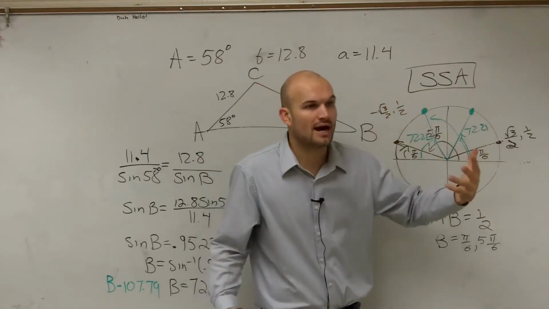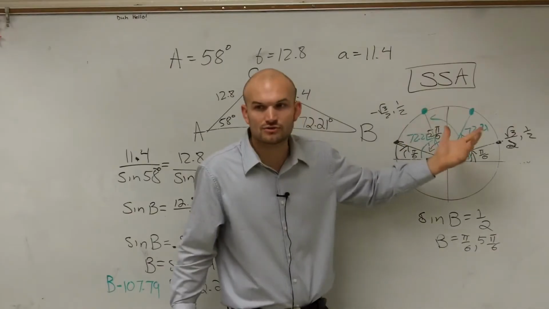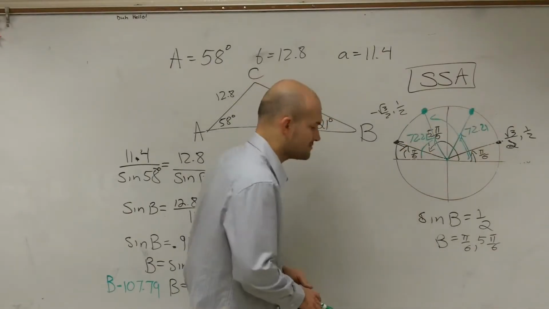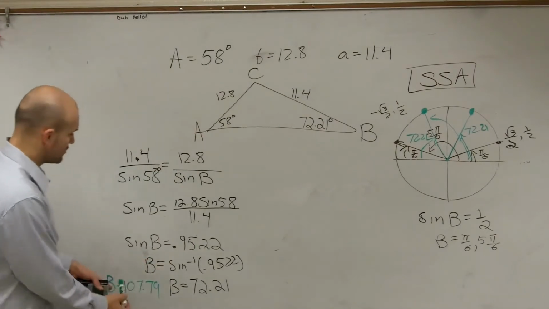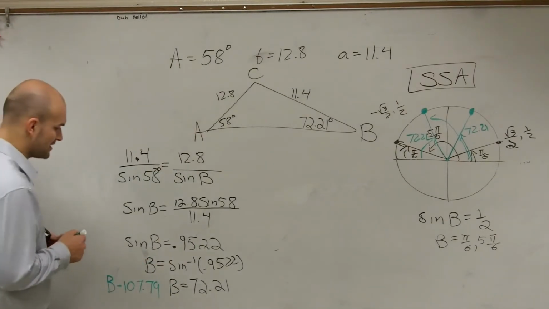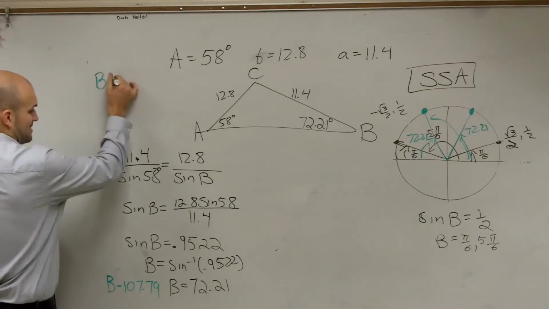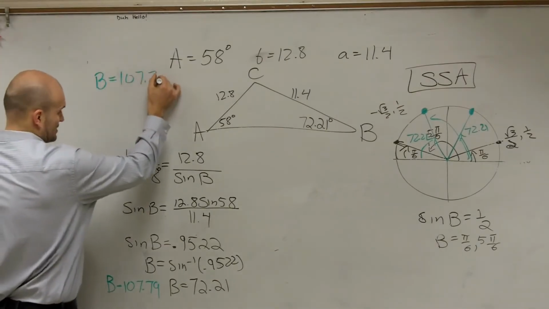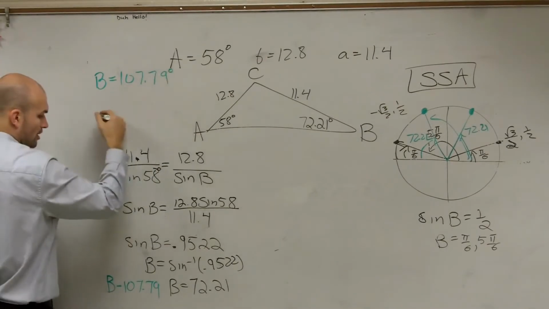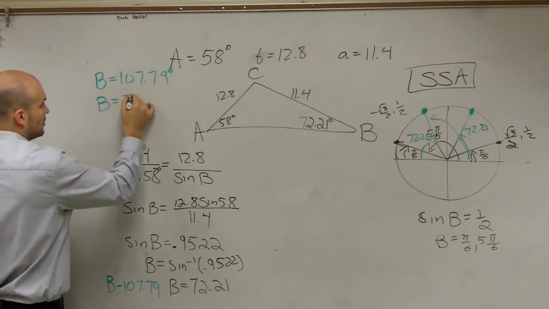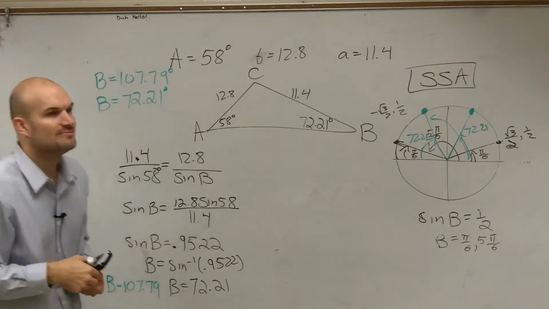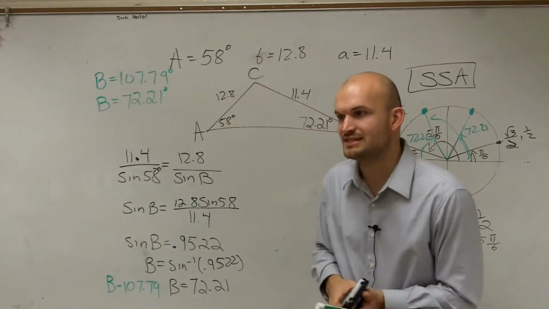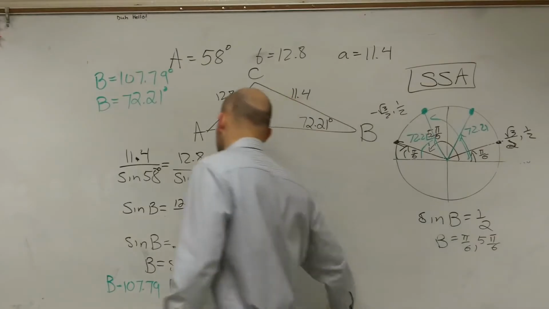We're going to go through now, do both of these angles work? So that's what we do, we create case 1 and case 2. So right now we have B equals 107.79 degrees. Or we also said that B could equal 72.21 degrees. So there's a possibility now of there being two different C values. And let's go and see if these work.